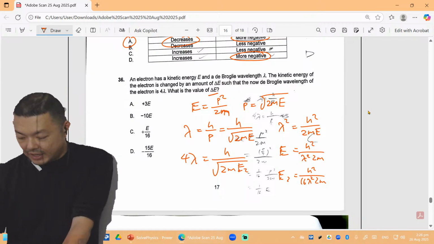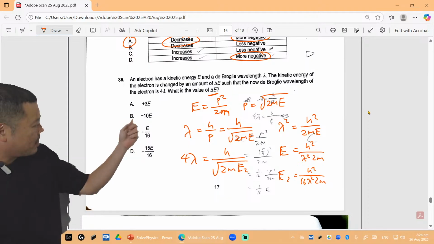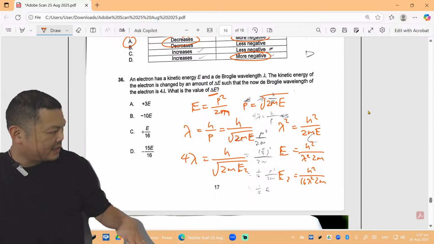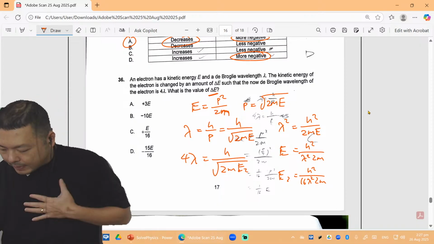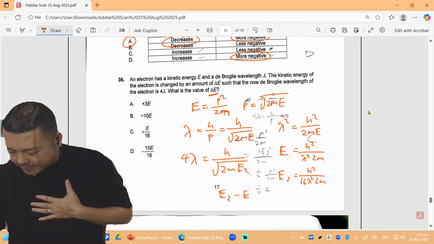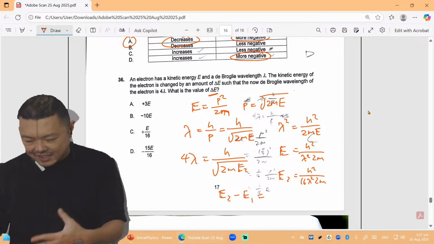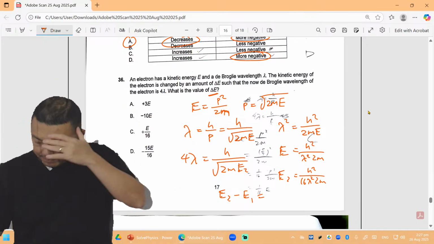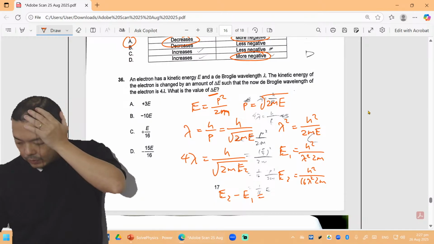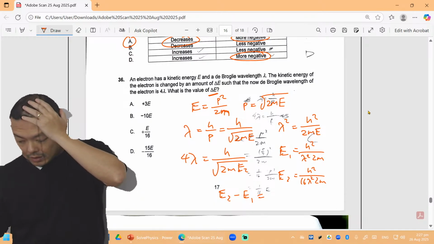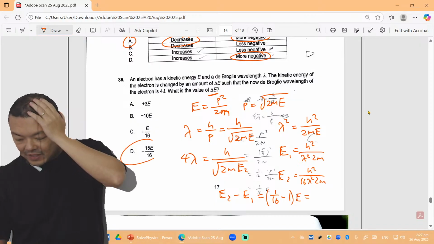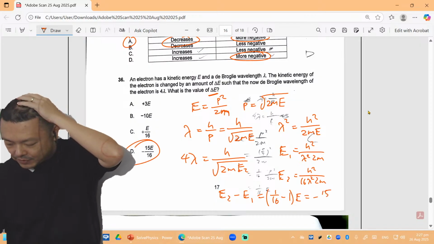The change, right? So it's either plus or minus, that's what I'm concerned with. There should be a decrease in energy. So E2 minus E1. These last few questions are hard, okay? It went easy for a while and then went up again. E2 minus E1 will be 1 over 16 E minus 1 E. That makes it negative 15 over 16 E.